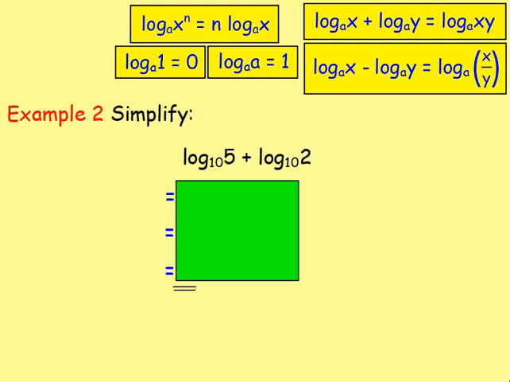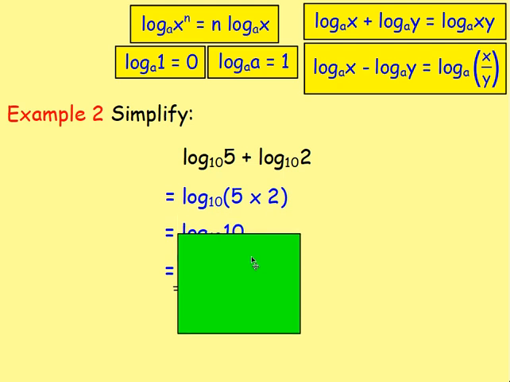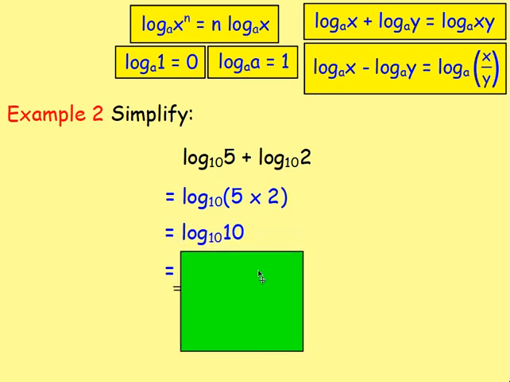Next one. Example 2, simplify log base 10 of 5 plus log base 10 of 2. Again, you notice the base is the same. We've got log base 10 and log base 10. So what can you do with the 5 and the 2? Just like the last example, just like this rule up here, take the x and the y and multiply them together if the base is the same. So take the 5 and the 2 and multiply them together. So you'd have log base 10 of 5 times 2, which is obviously log base 10 of 10.